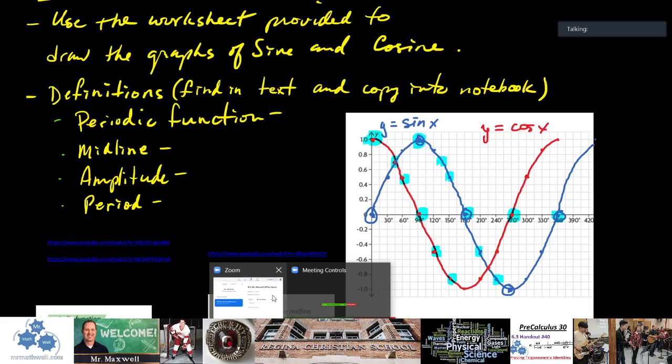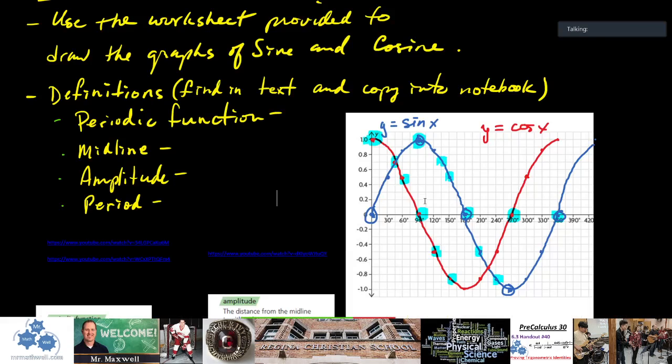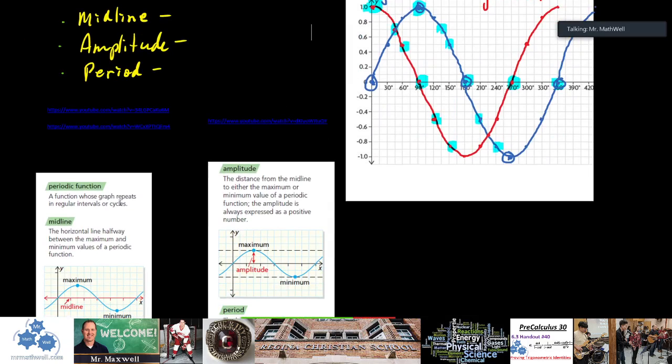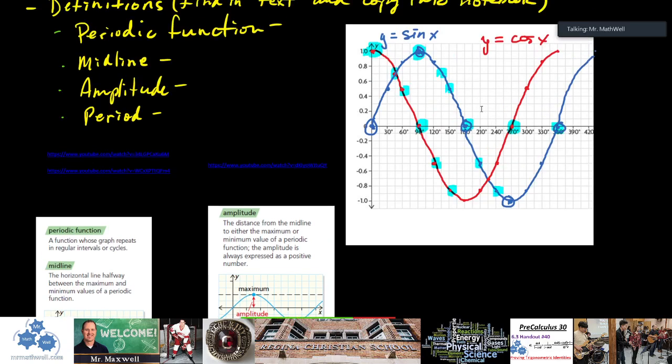And that little crash there. Okay, I think we're back. So sine and cos, very similar, the same shape of graph, but they're shifted a little bit. Shifted 90 degrees over. All right. So because of that repetition, that's what we call a periodic function, a function where the graph repeats at regular intervals or cycles. So if you have periodic motion, that means you have the same motion every time, okay?